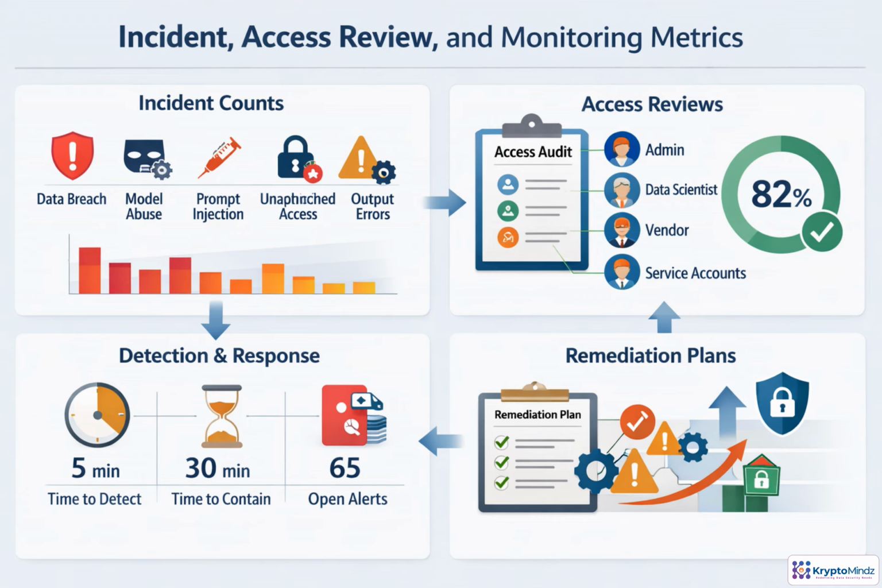Reporting should also prove that AI controls are operating, not just documented. Start with incident trends by type: data exposure, model abuse, prompt injection, unauthorized access, and output errors. Then show whether privileged access reviews are complete for admins, data scientists, vendors, and service accounts. Pair that with response metrics such as time to detect, time to contain, and open alerts. When patterns repeat, tie them directly to remediation owners and control improvements.